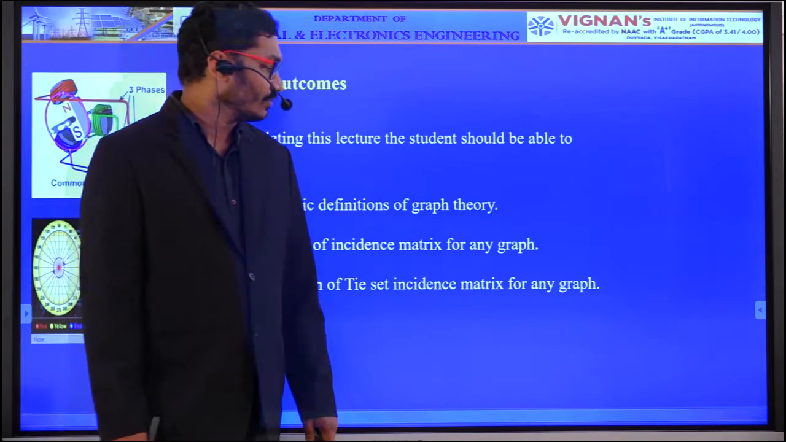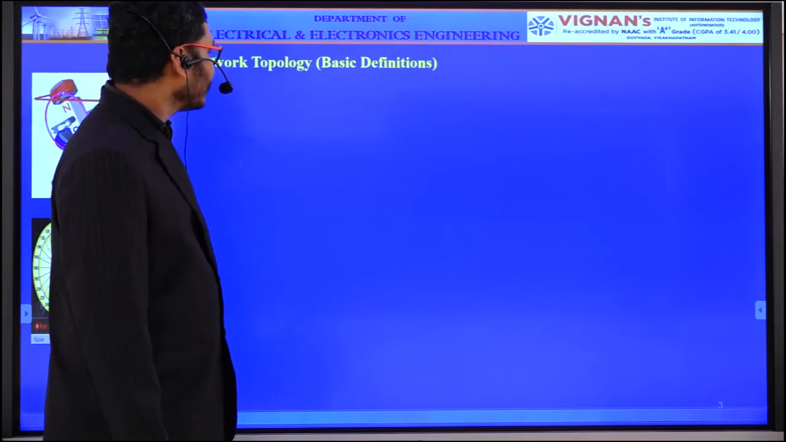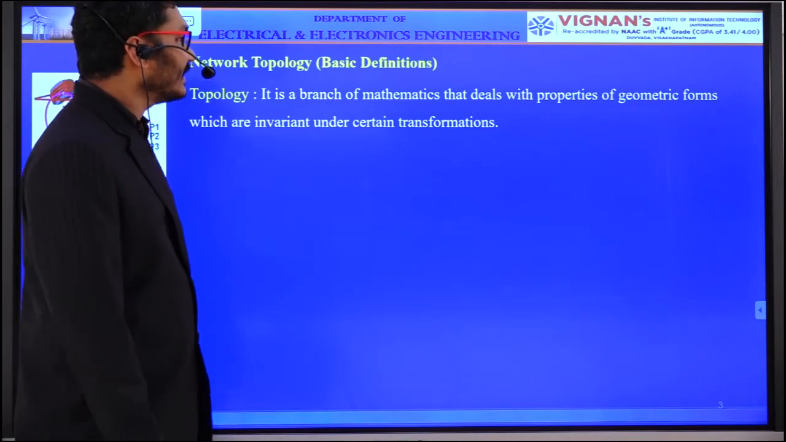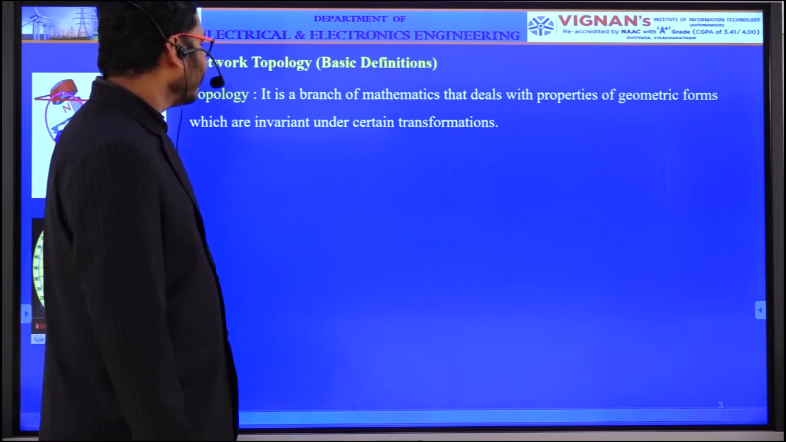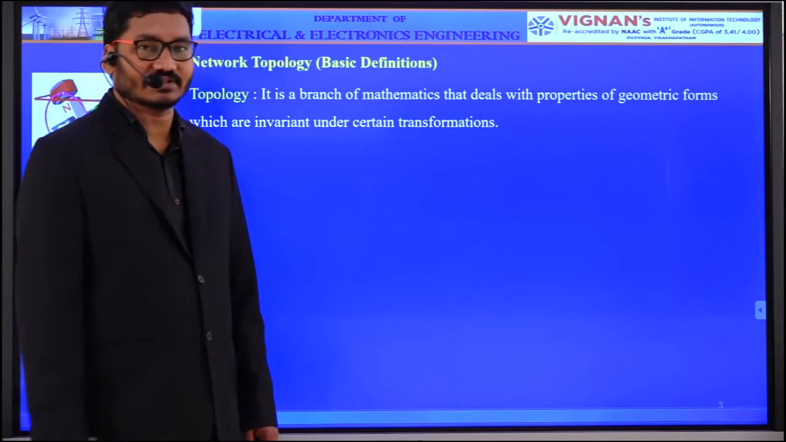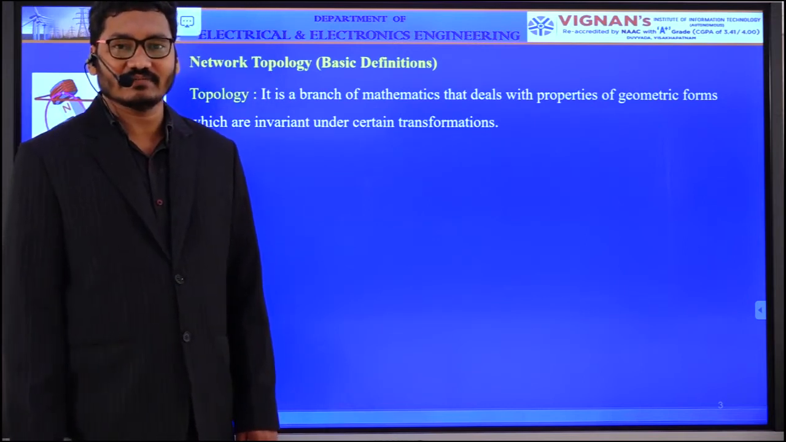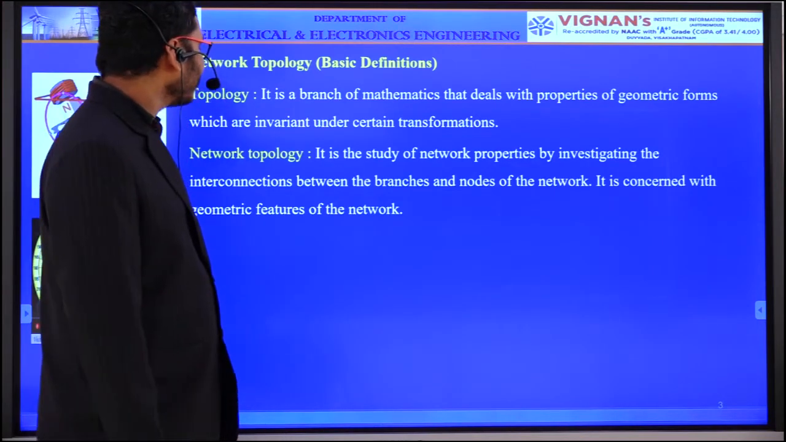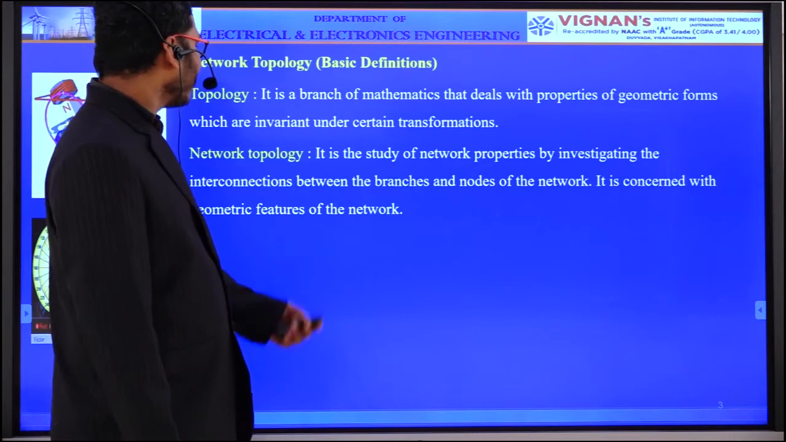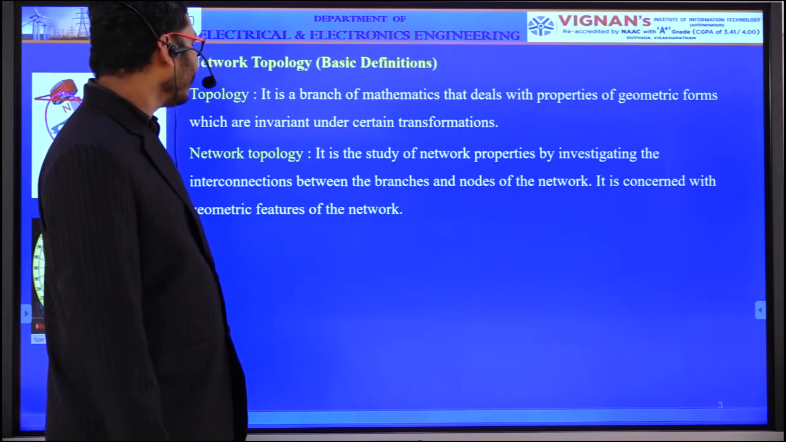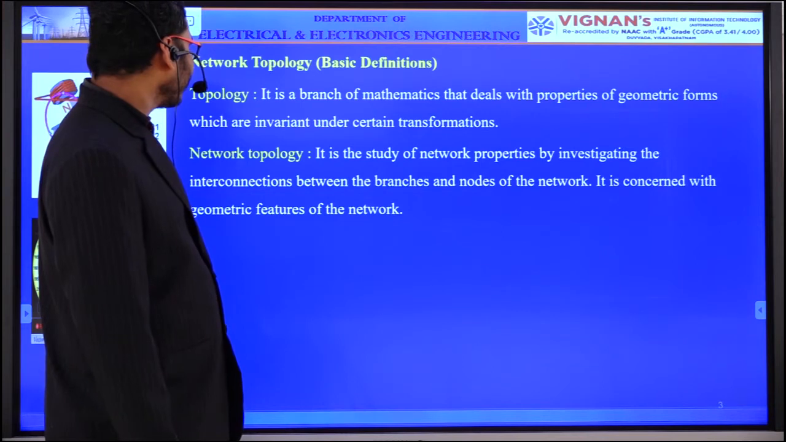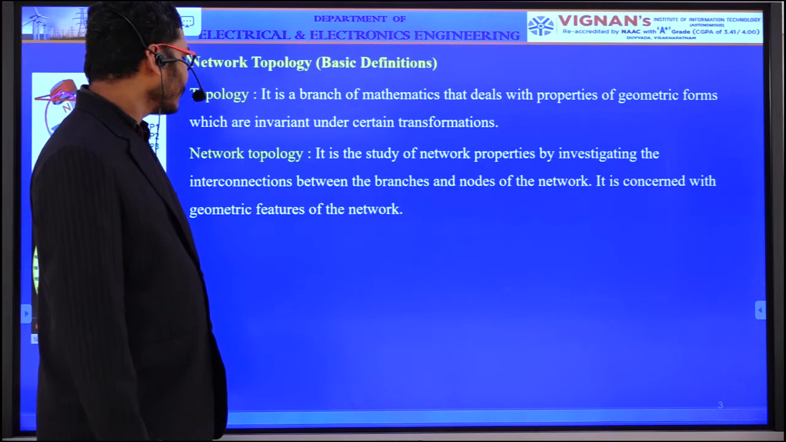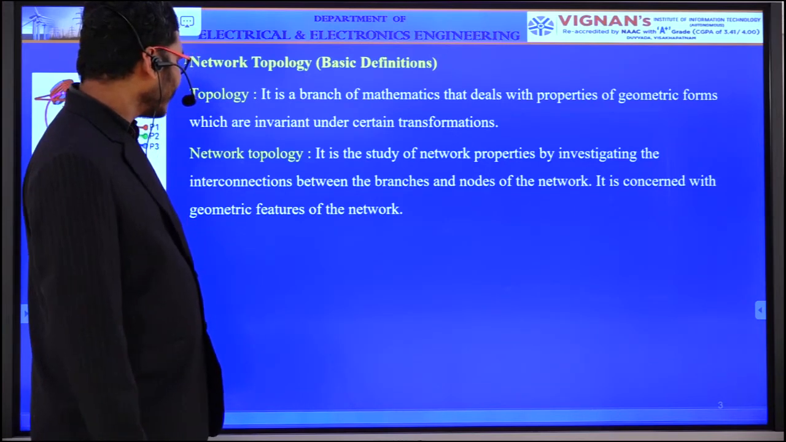So, network topology basic definitions. Topology is a branch of mathematics that deals with the properties of geometric forms which are invariant under certain transformations. In geometric form we will analyze electrical networks. So network topology means that, using geometric form, we will analyze the circuits. We are using topology for networks.